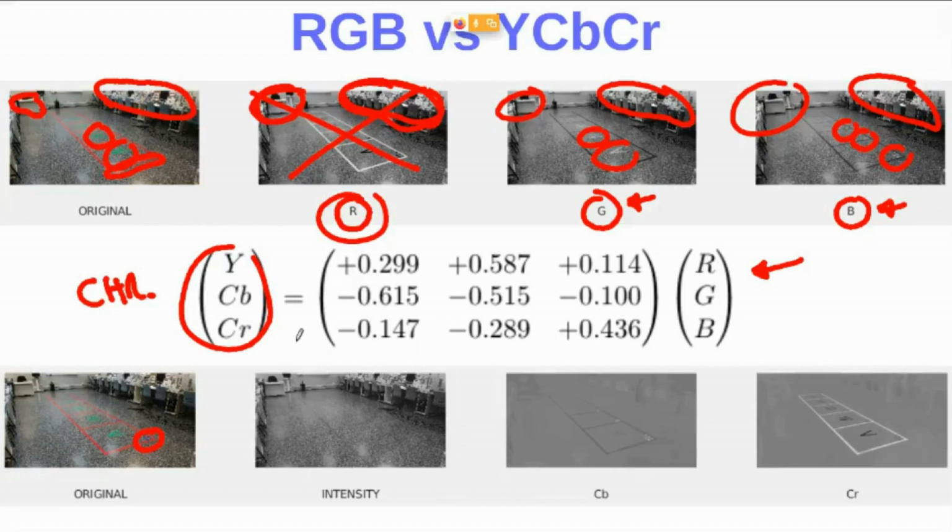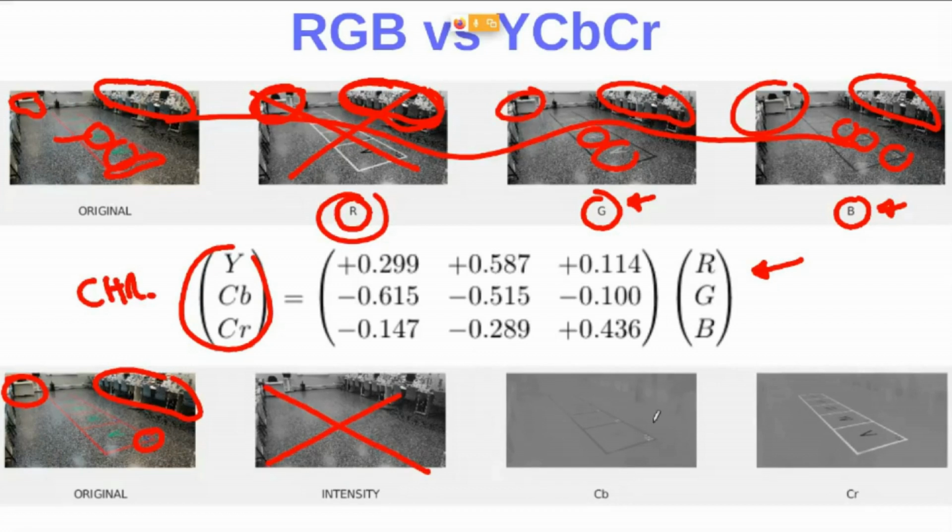But what would happen if I change from RGB, which is not useful to detect only the red stripes on the floor, to the chrominance? Well, here we have the original picture. Here we have the intensity. As you can see, this is more intense than other things on the floor. So nothing about color. This is the black and white image for all televisions, okay?